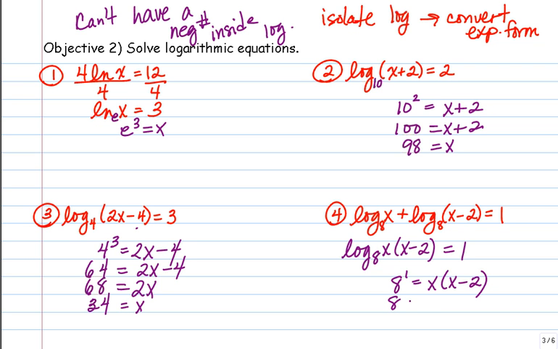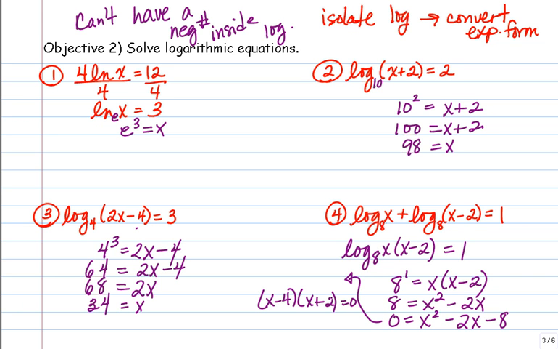So this is 8 is equal to x squared minus 2x. So we need to solve this quadratic equation by getting it equal to 0. So we would have 0 equals x squared minus 2x minus 8. And then this one factors. So it factors as what? x minus 4 times x plus 2 is equal to 0. So x is equal to 4, or x is equal to negative 2.